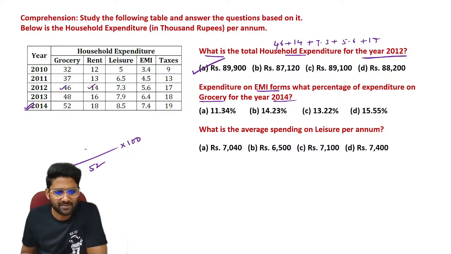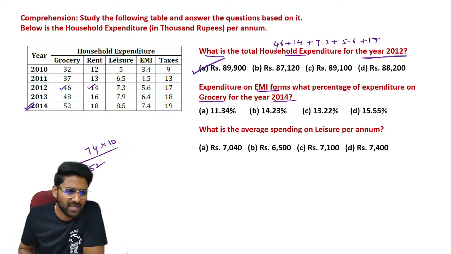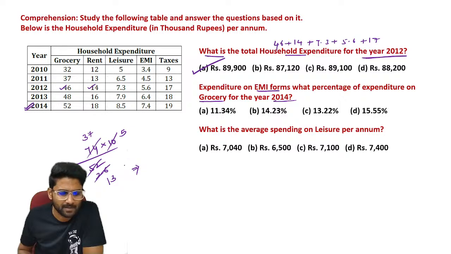So let's take 7.4 as 74 into 10. Just cancel 10 and 10. Finally we have 74 into 10 divided by 52. So we can cancel it: 26 times, 5 times, again 13 times, it's all about 37 times. So 37 into 5: 7 into 5, 35; 5 into 3, 15, 18.